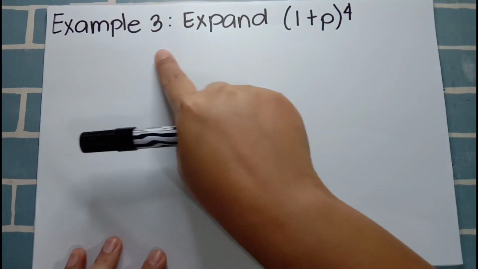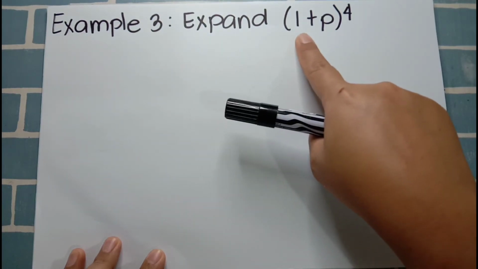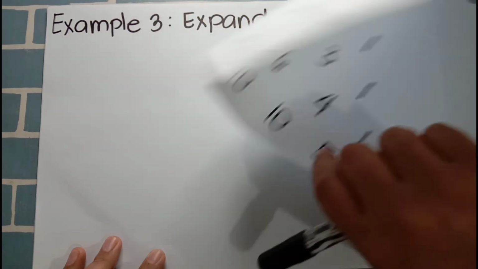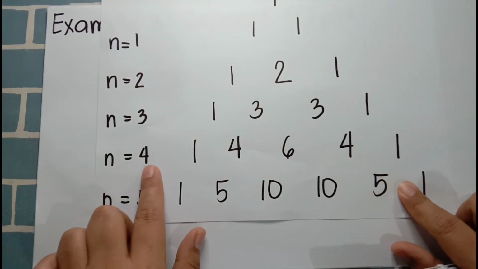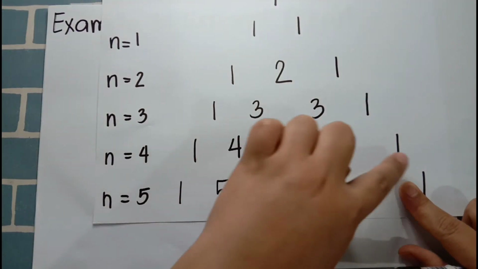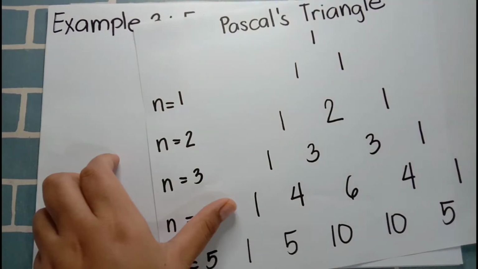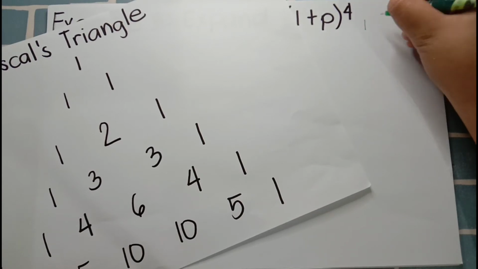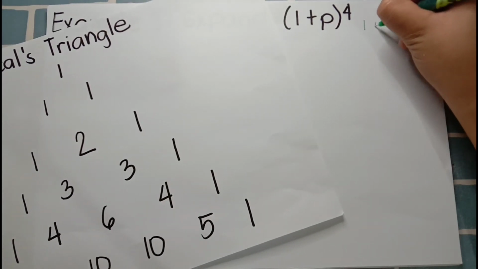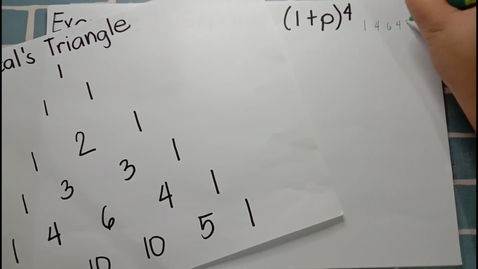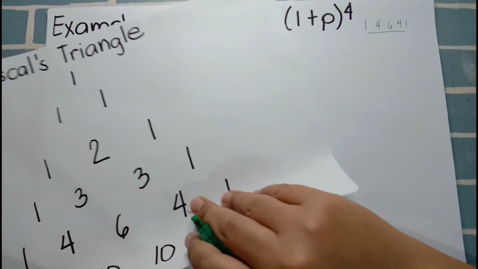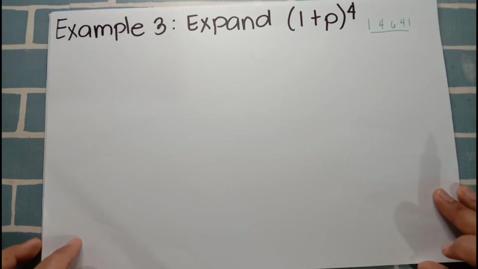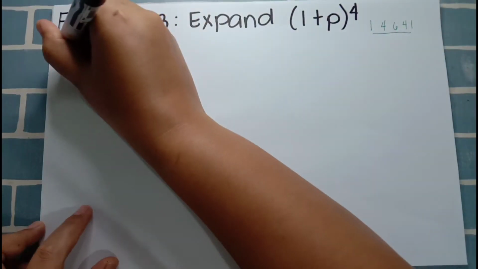Next, we have example number 3. Expand quantity 1 plus p raised to 4. Our degree is 4. Therefore, in our Pascal's triangle, we will use the coefficients 1, 4, 6, 4, 1. So, we're going to write here para matandaan natin, 1, 4, 6, 4, 1. Those will be the coefficients of our terms in our answer.